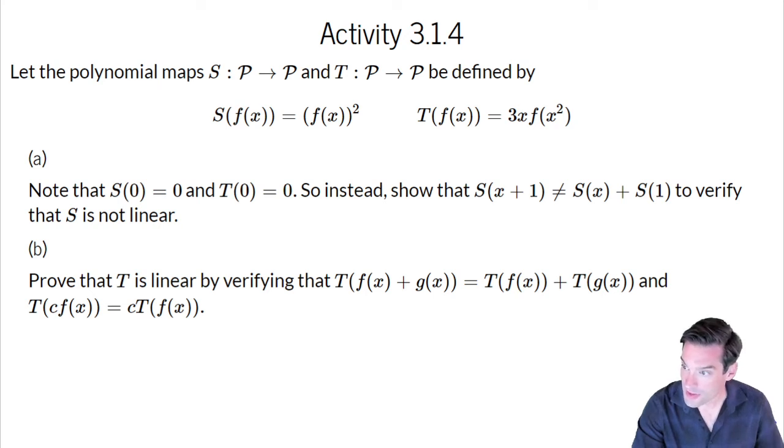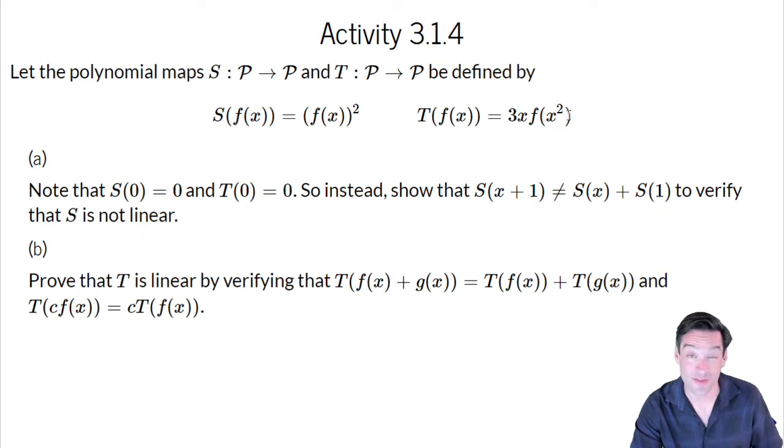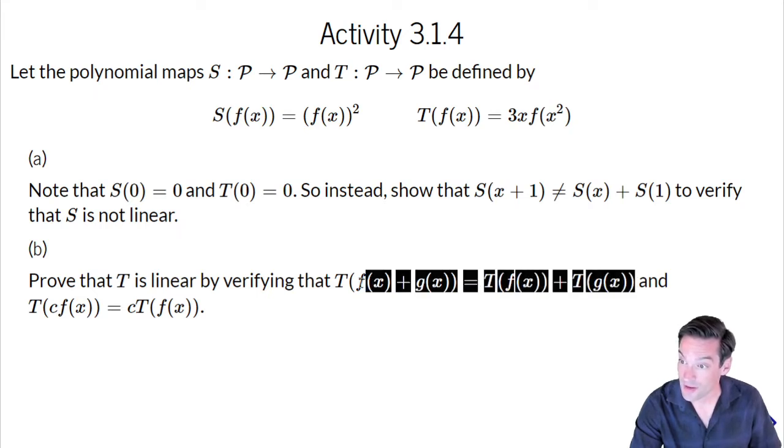So let's just do this last activity, which is numbered 3.14 in the textbook, but is numbered 3.1.12 in your activity sheets. And just do the first portion of part B. So just verify that this function, T of f, is 3x times f applied to x squared. So we're going to feed x squared into the function and then multiply the result of that by 3x. Prove that that respects the addition operation.